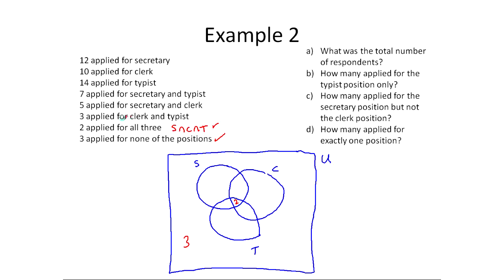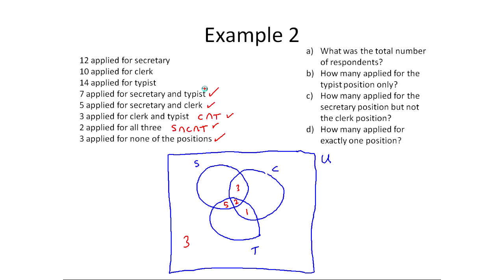Okay. 3 applied for clerk and typist. So that'd be clerk intersect typist. So C intersect T. So that would be this right here, this whole piece. But notice we already got 2 elements in that set. And so we're saying the total is 3, so there'd be 1 more. So now the total in that little part is 3. So I can keep doing the same thing. So secretary and clerk is 5. 2 are accounted for here, so that'd be 3 left over. And secretary and typist is 7. Secretary and typist, we already got 2, so that'd be 5 more.